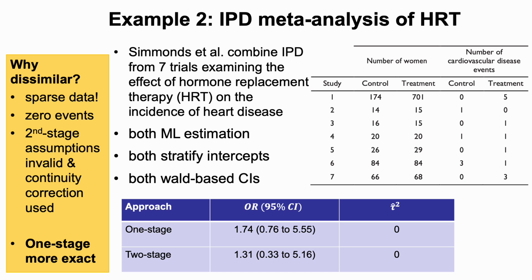So in brief, adding like 0.5 to every cell of that 2x2 table defined by number of people in each group and the number of events. The 1-stage approach doesn't need to do any of these things. It can handle 0 events in one of the arms. So it can handle the sparsity of the data, doesn't need to make any assumptions about within study normality and known variances, and so is more exact. And that's why the Steinem paper is great, because it really emphasizes that with sparse data, the 1-stage method is preferred.